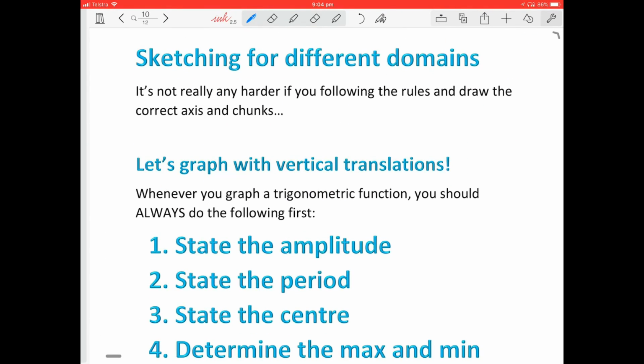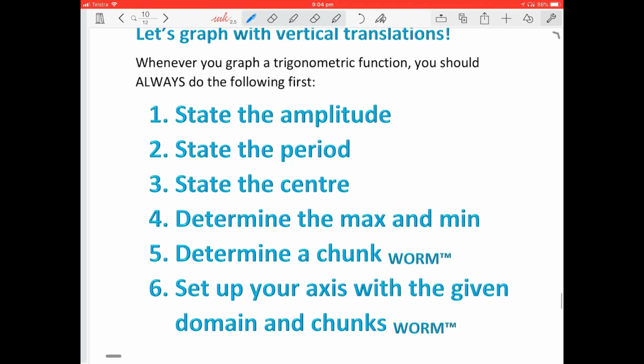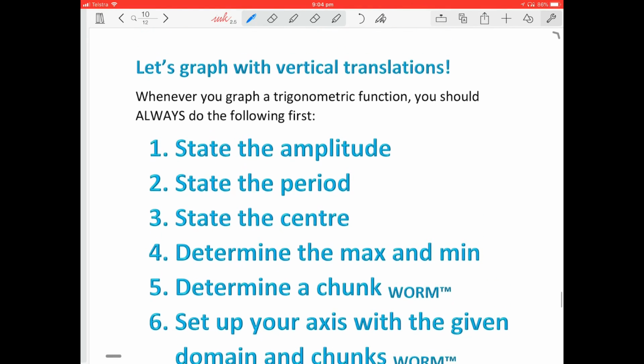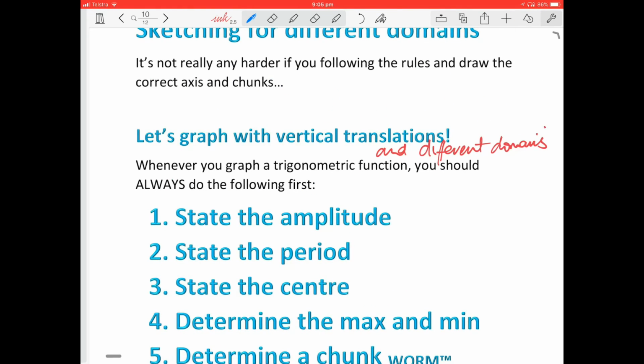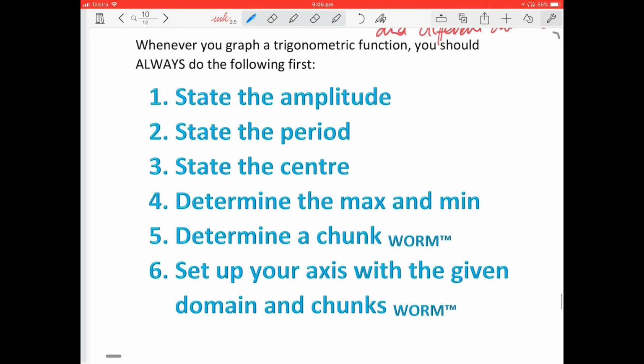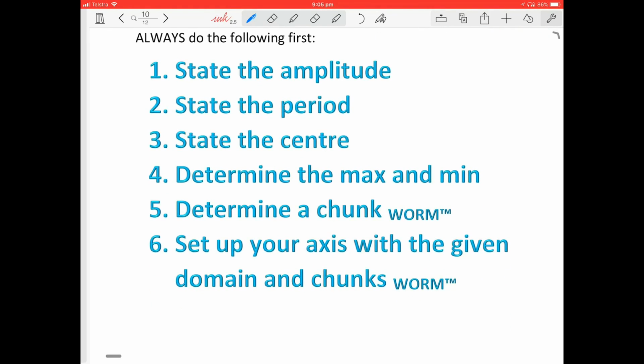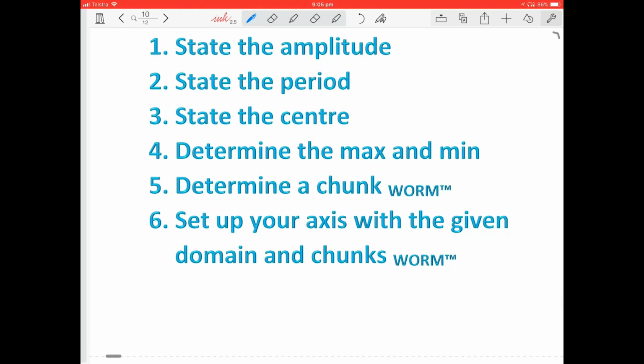Okay, sketching for different domains. It's not really any harder if you have the following rules and draw the correct axis and chunks. So let's graph with vertical translations, and I should have said and different domains, with an exciting exclamation mark. Whenever you graph it, state the amplitude, state the period, state the center, determine the max and min, determine a chunk, set up your axis with a given domain and the chunks.